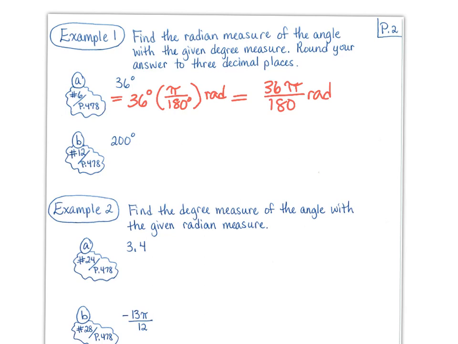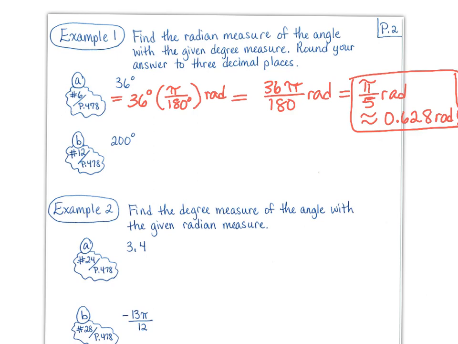But what is 36 over 180? 1/5. Good. So you get pi over 5 radians. Or to 3 decimal places, what do you get? Good. 0.628. And you put radians there. And that's your final answer. What questions do you have?